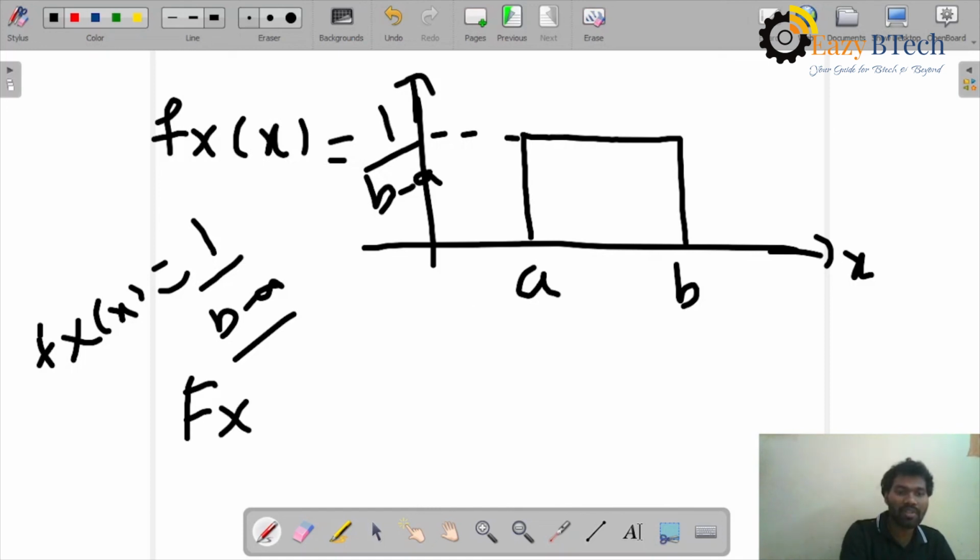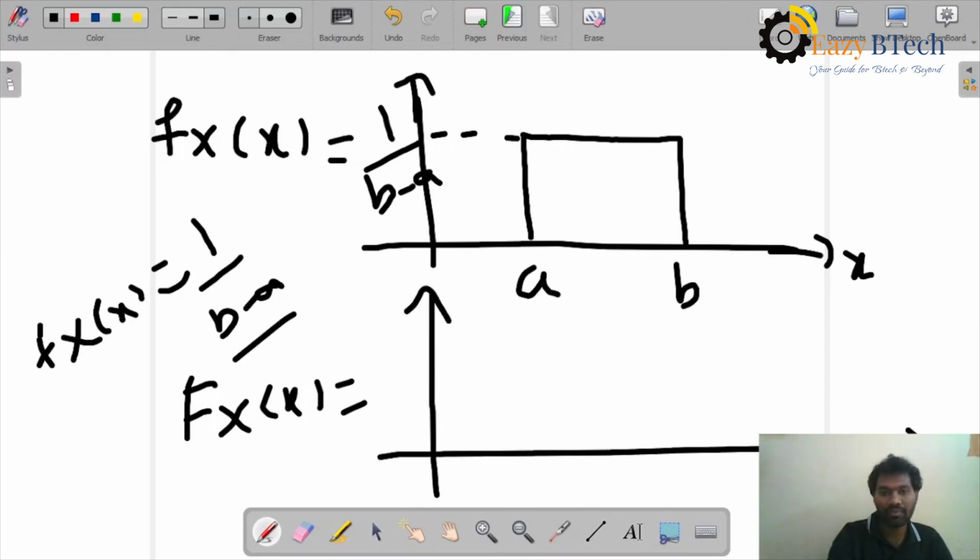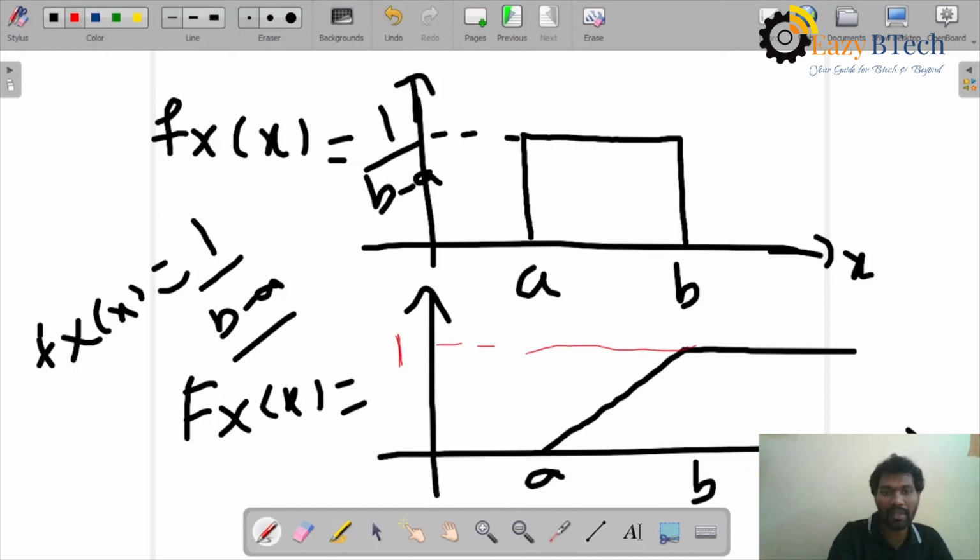Similarly, the distribution curve can also be drawn like this. In between a to b, it has a ramp curve. From there onwards, the maximum amplitude is equal to 1. Why a ramp between a and b? Because the function says x minus a by b minus a, which is a linear function in the range of a to b.